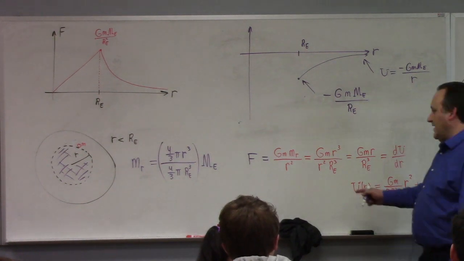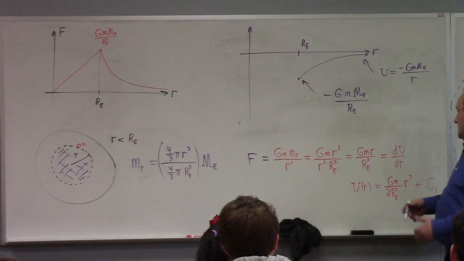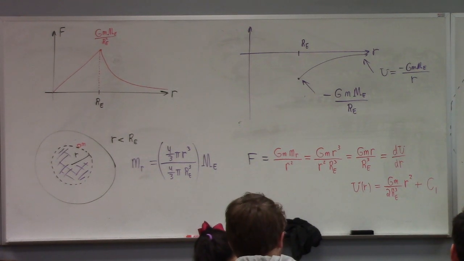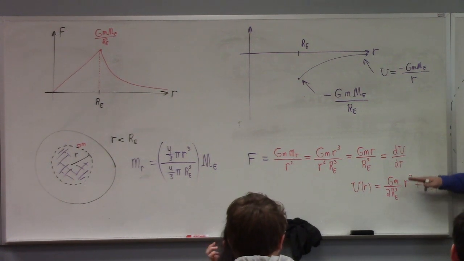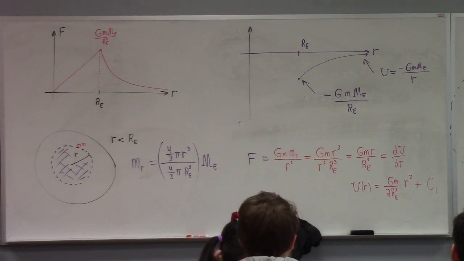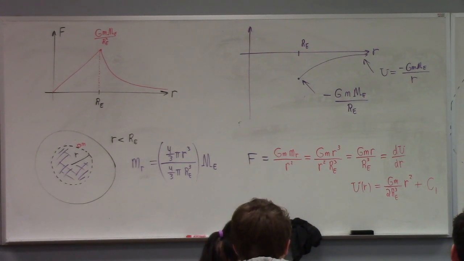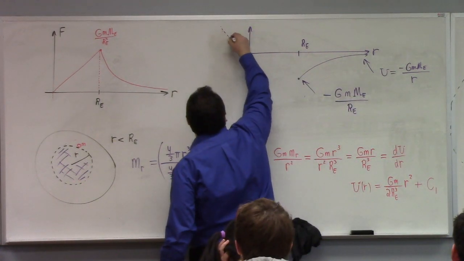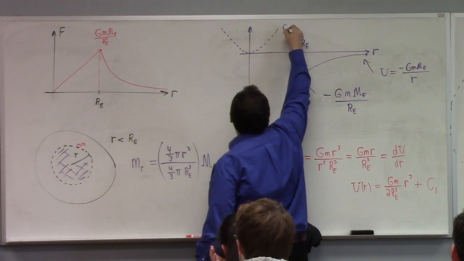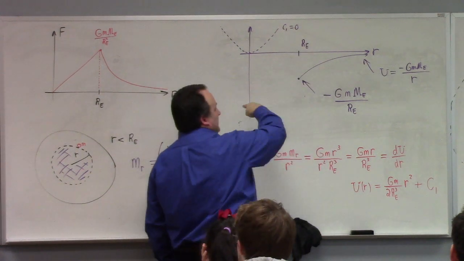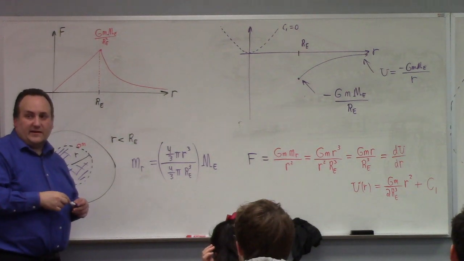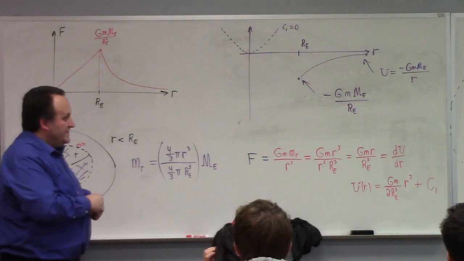I have minus GMm over r squared is equal to minus dU/dr. I think I've done that correctly, so that should be 1/2. So in order to match these up, if my C1 was 0, it'd be up here, right? If we want to make these match up, we're going to have to make C1 negative. It's not immediately obvious to me what I should make C1 be.